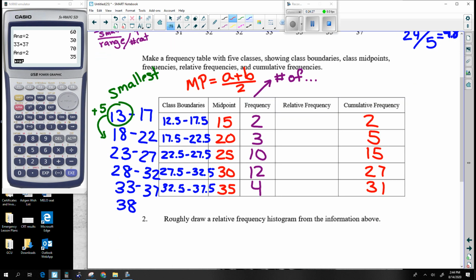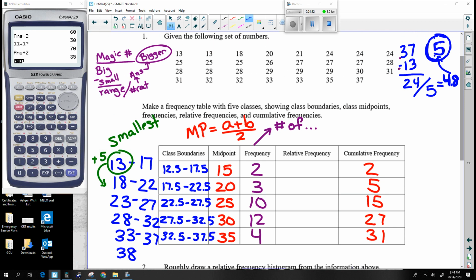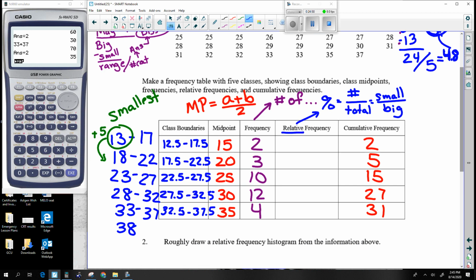And why is that important? Well, because now we're going to be talking about the relative frequency. The relative frequency is like a percentage, but just as a decimal. And again, how do I create a percentage? Well, you take the number of somethings out of the total. It's the small divided by the big. So relative, what am I making a percentage of? I'm making a percentage of the frequencies.